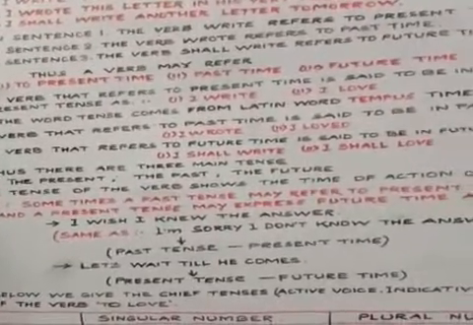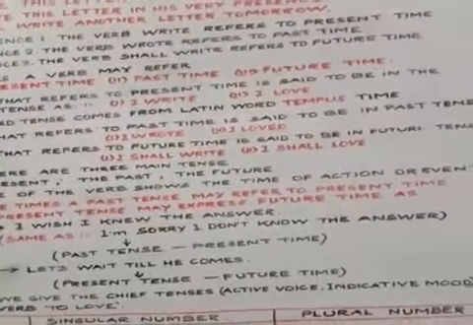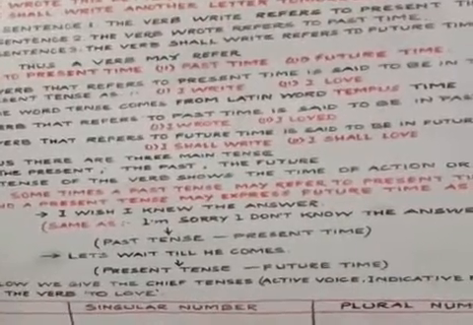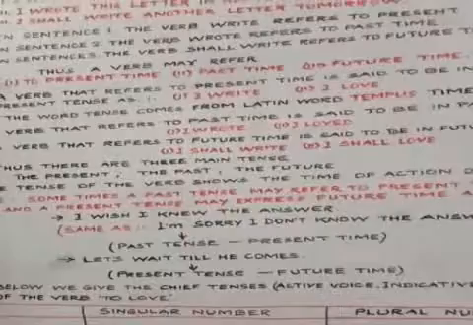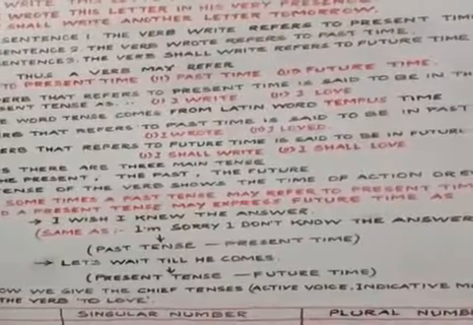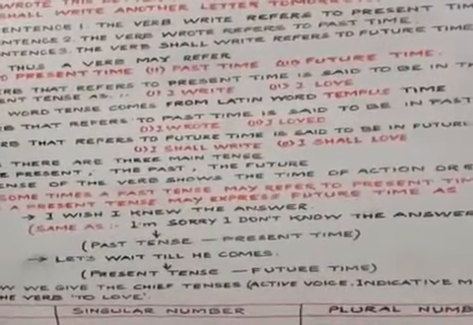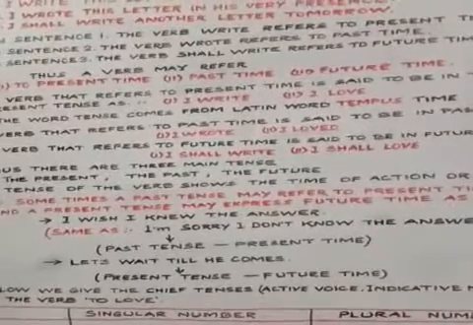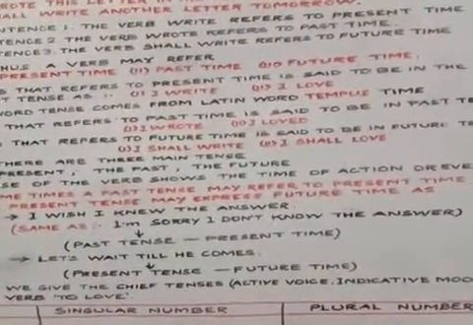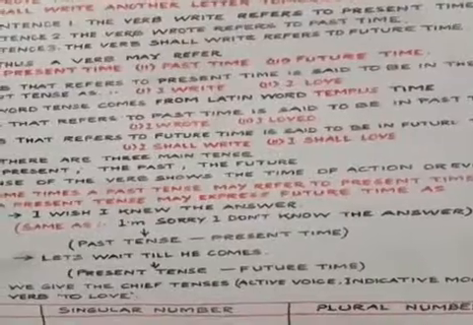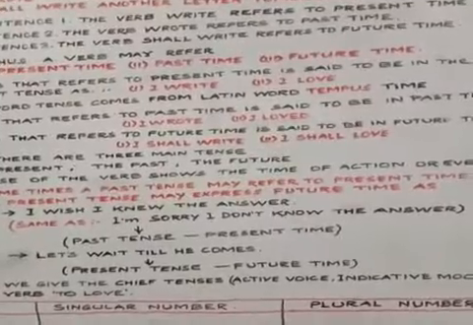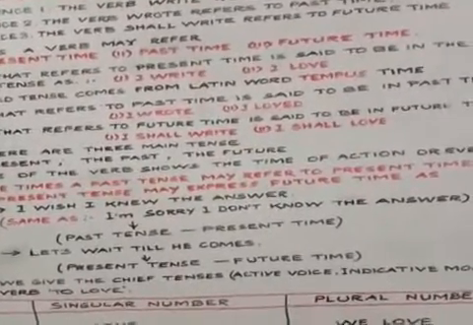Note, sometimes a past tense may refer to present time, or a present tense may refer to future time. Sometimes we use verbs in such a way that although the sentence is in the past tense, we say it as if it is present time. Sometimes present tense may also express future time.